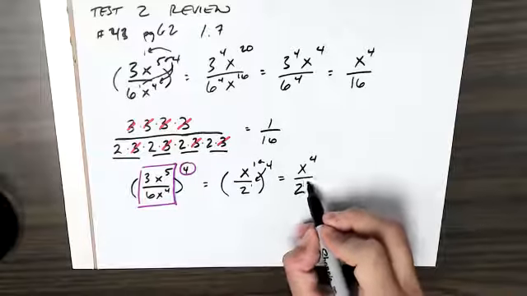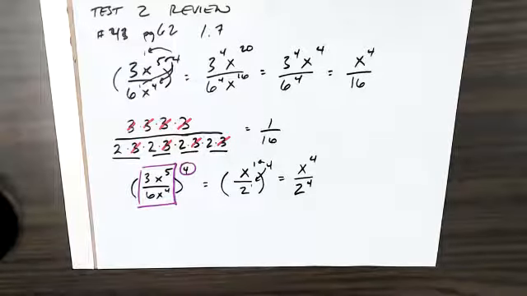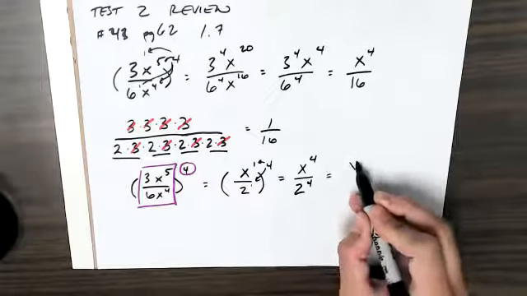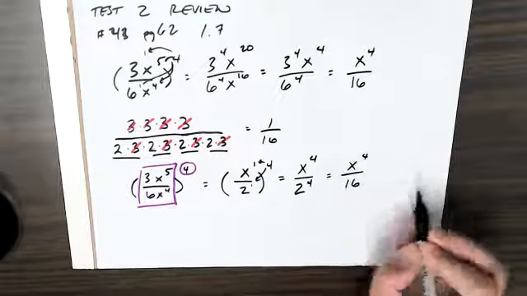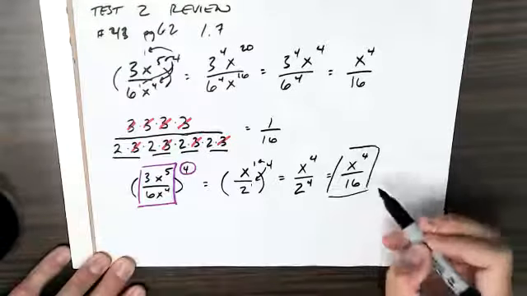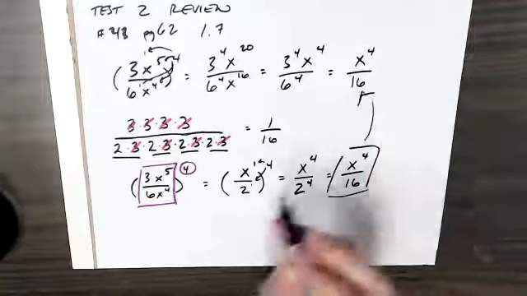Okay, so we raise the top and the bottom to the 4th power, and we get x to the 4th over 2 to the 4th, and 2 to the 4th is just 16. And it's the same answer.